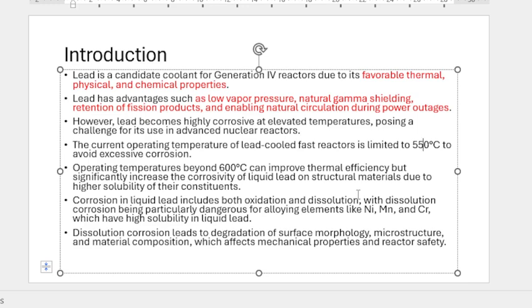However, lead becomes highly corrosive at elevated temperature, posing a challenge for its use in advanced nuclear reactors. The current operating temperature of lead-cooled fast reactors is limited to 550 degrees C to avoid excessive corrosion. Operating temperatures beyond 600 degrees C can improve thermal efficiency but significantly increase the corrosivity of liquid lead on structural materials due to higher solubility of their constituents.